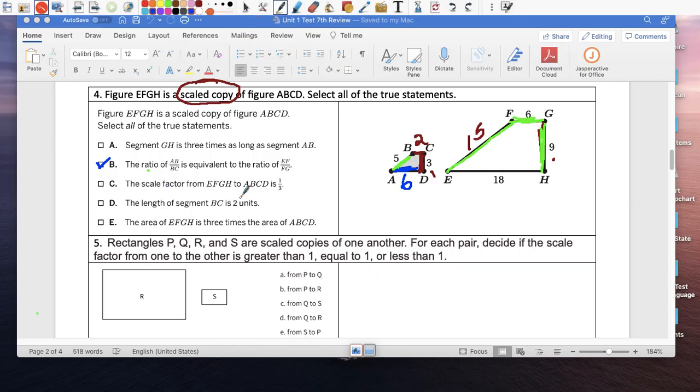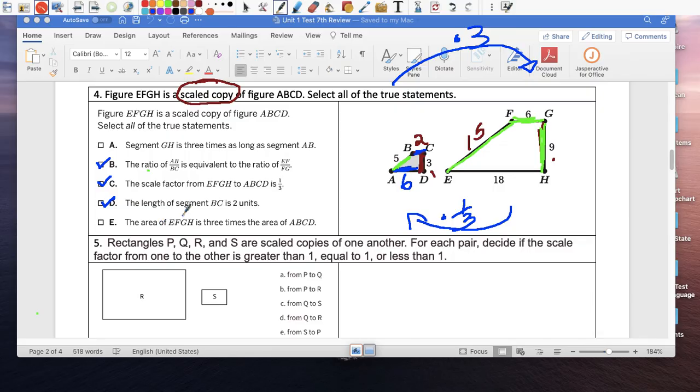The scale factor from EFG going from this to this is 1/3. It is true. Because we knew that going from the small one to the big one, everything was multiplied by 3. So therefore, going back from big to small, the scale factor has to be the reciprocal of 3, which was 1/3. The length of segment BC is 2 units. Right here. Is BC 2 units? Yes. So, C was correct and D was correct.